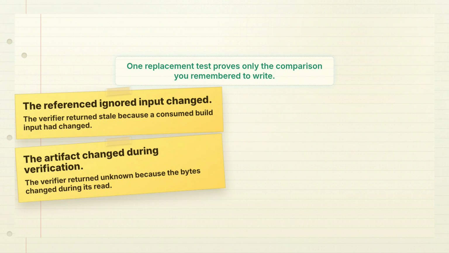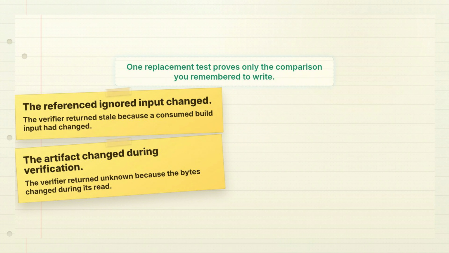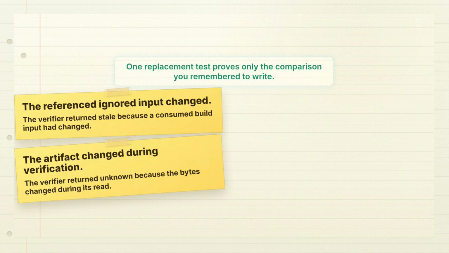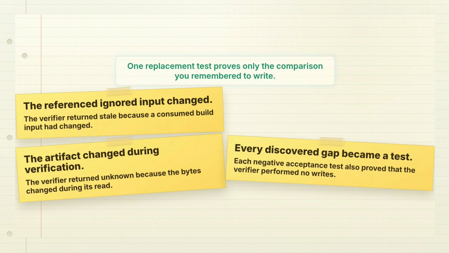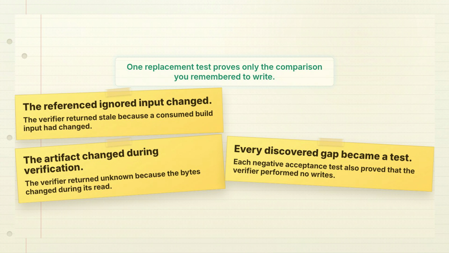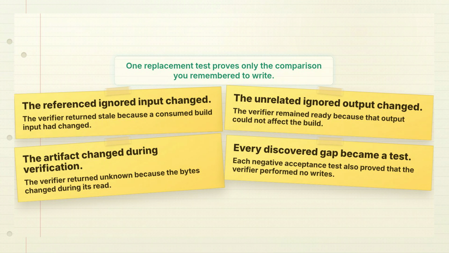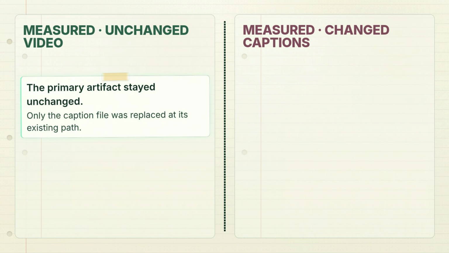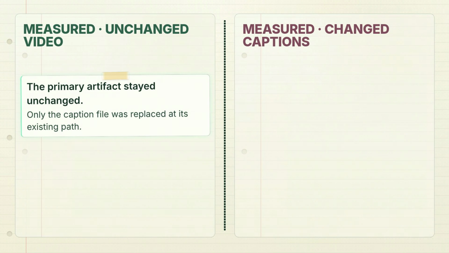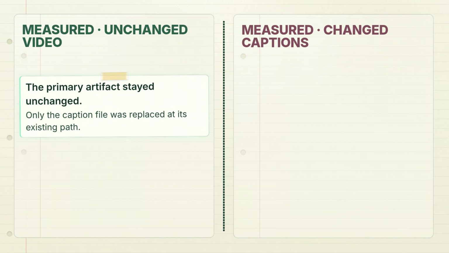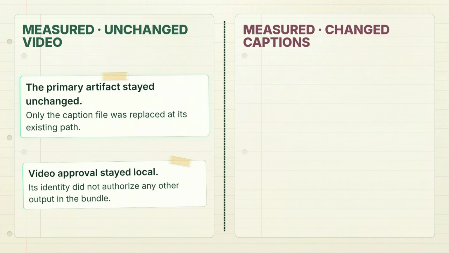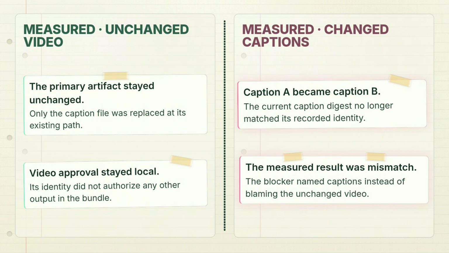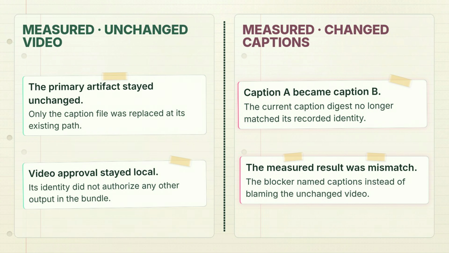The review found an ignored but referenced input and a mutation during verification. A separate bundle test checked whether approval leaked to captions. Each gap became a negative acceptance test. An unrelated cache control then proved the scope was not too broad. The second experiment keeps the primary artifact unchanged and replaces only a related output. The verifier accepted the unchanged video component. It rejected the changed caption component.